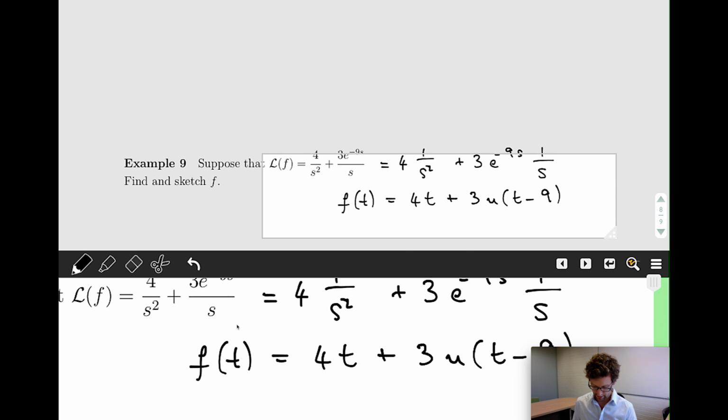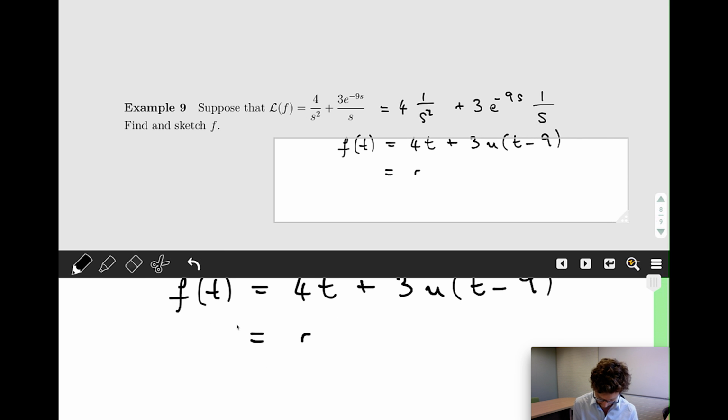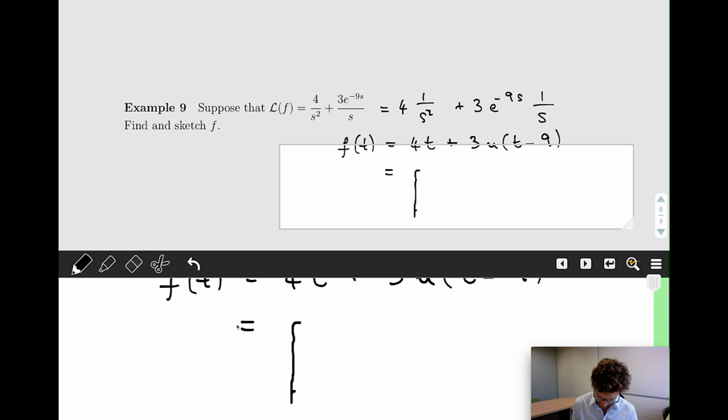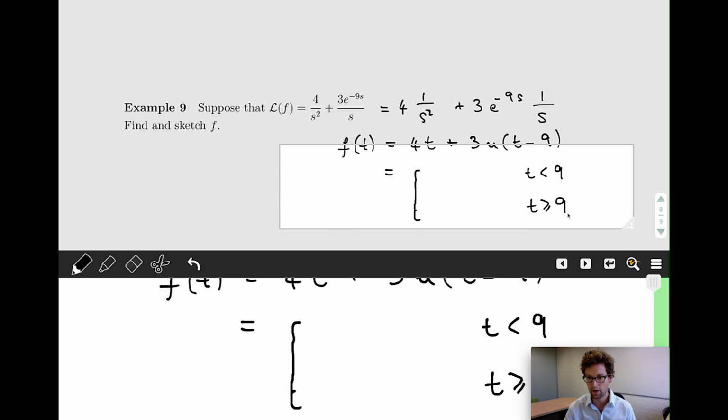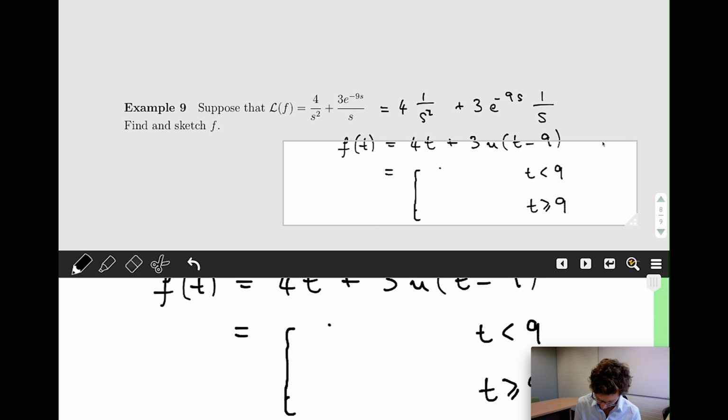So our function is defined as, in t world, 4t plus 3u of t minus 9. So let's again just draw what that looks like, or write what that looks like in the different values of t. So we've got t is less than 9, and t is greater than or equals to 9. Again, I'm guided for the less than and the greater than or equals to by the definition of the Heaviside itself. So for t less than 9, this thing will be 4t plus 0, and for t greater than or equals to 9, this will be 4t plus 3. So that extra little 3 is turned on at t greater than or equals to 9.